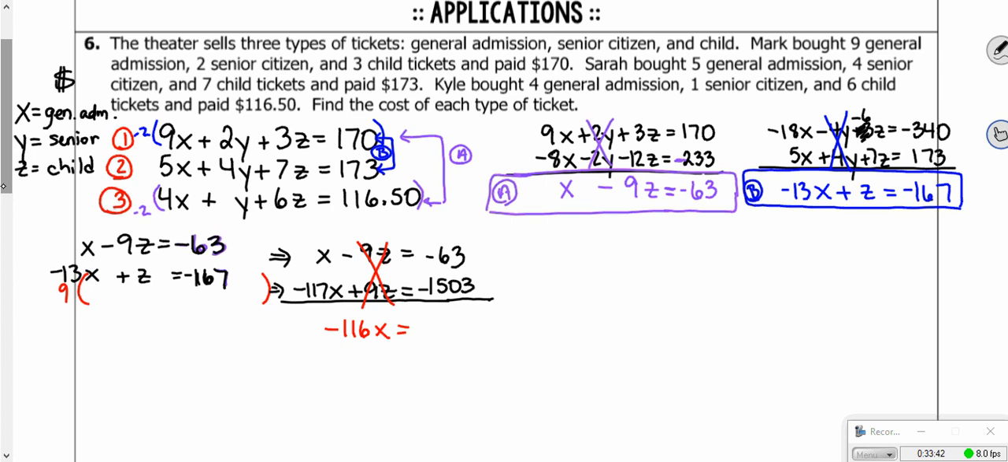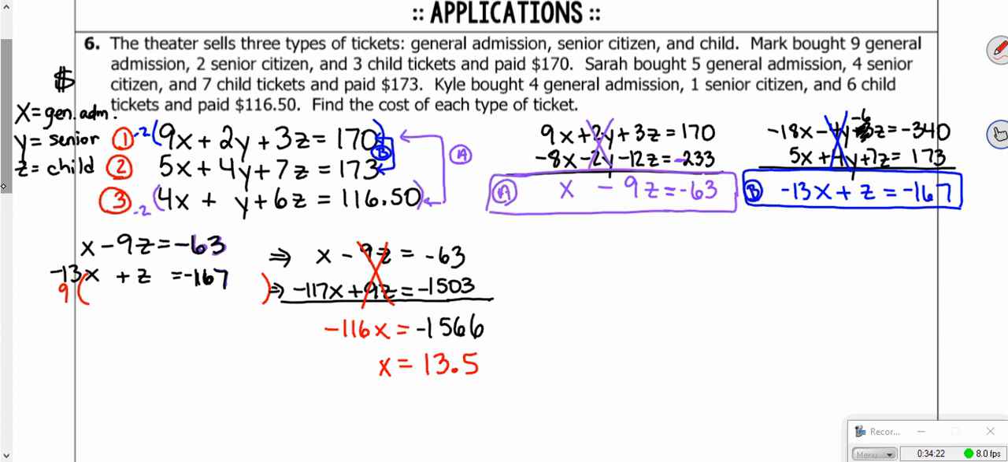So 63 and 1503 negative this, then divide by 116. Okay, x is 13.5. Hallelujah. See, now you know your teacher screws up too. It is human error. I hope you all can see where my screw up was there. I distributed the 2, I didn't distribute the negative, which changes everything.